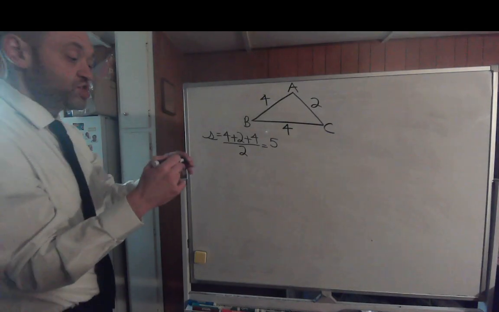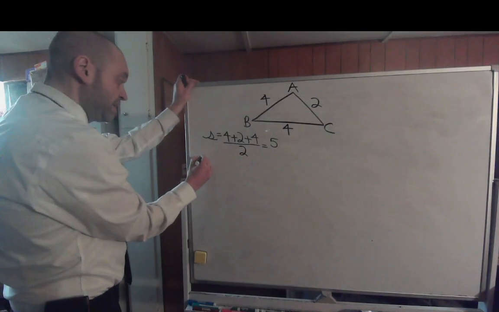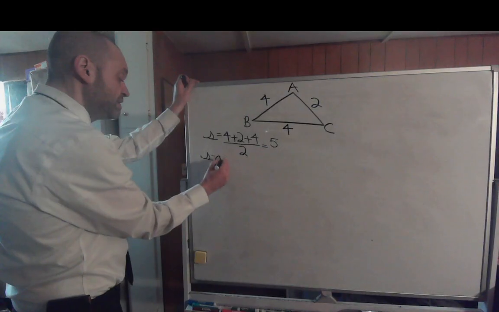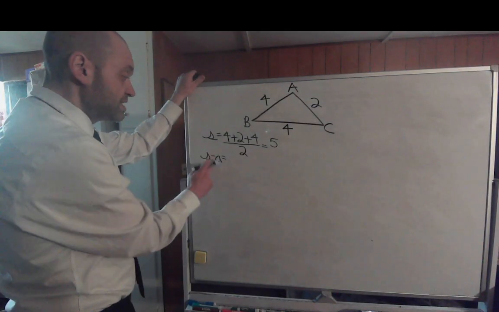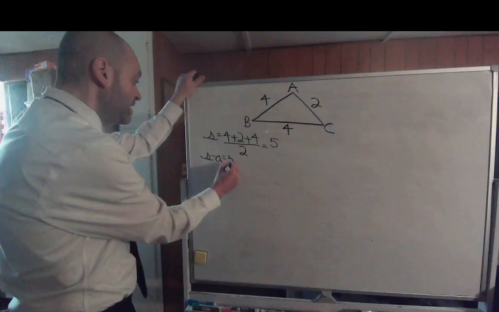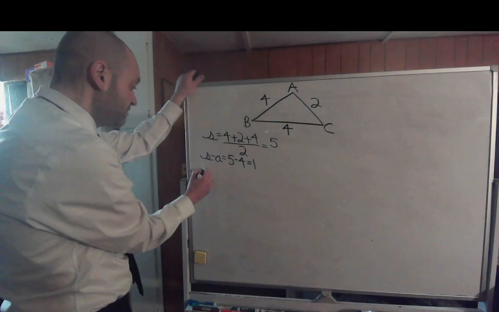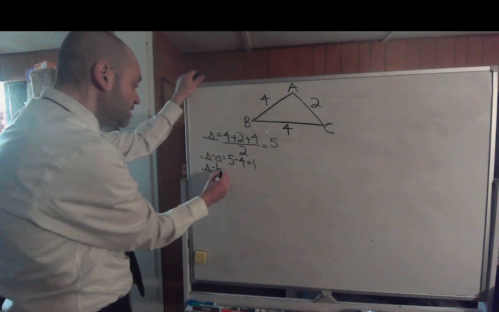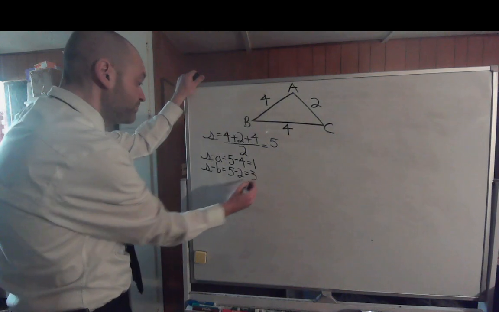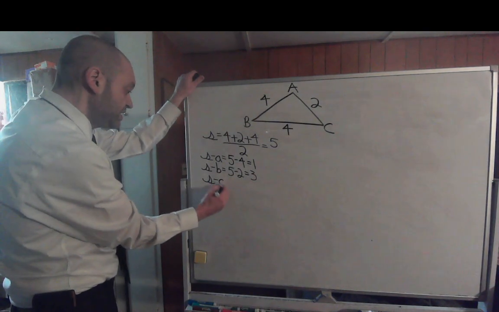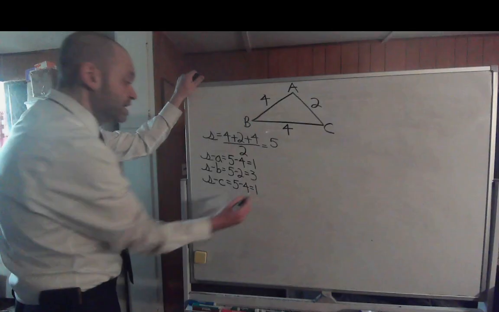Now what I'm going to suggest before you go putting all this into your square root, make your life easier. Find your s minus a, your s minus b, and your s minus c outside of the square root first. So s minus a is going to be 5 minus 4, which equals 1. Then s minus b equals 5 minus 2, which is 3. Then s minus c is also 5 minus 4, which equals 1.